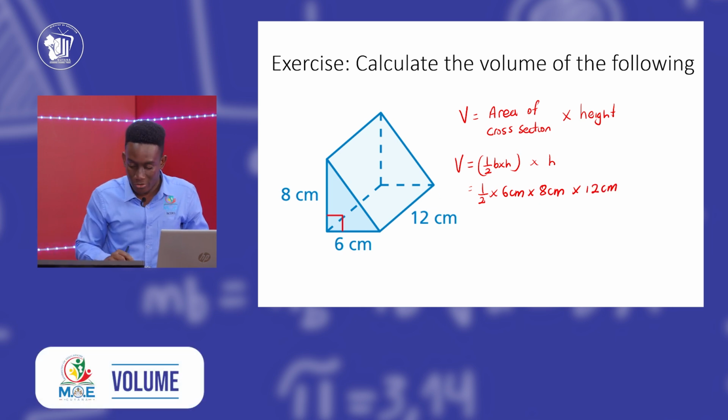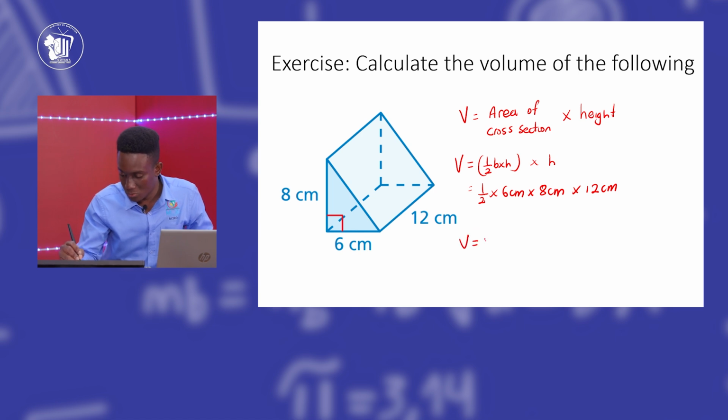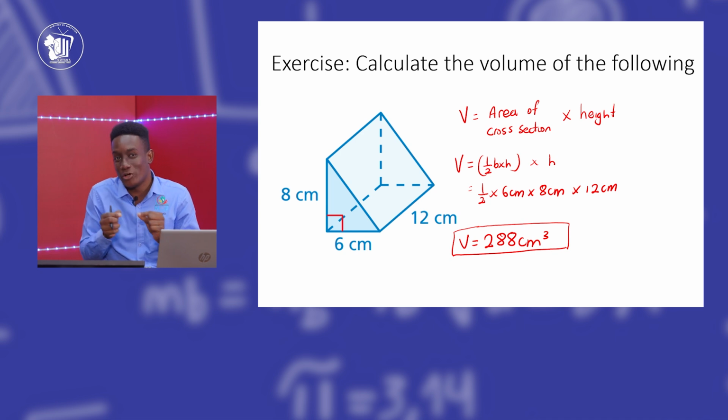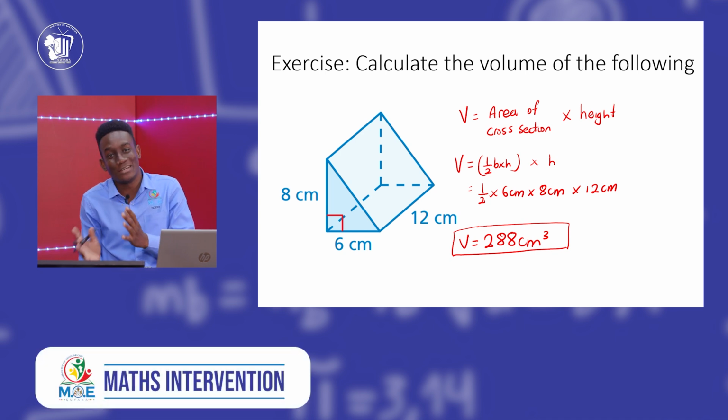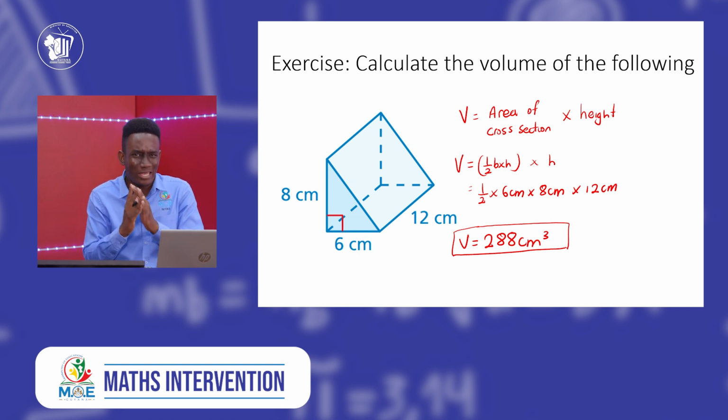So we know half of 6 would be 3. So 3 times 8 times 12 would give us a volume of 288 cm cube. And that would be the volume of this shape. And that is how we calculate the volume of prisms. It's just the area of the cross section, which you can think about as the base, multiplied by the height of the shape. And you can find it for any prism.